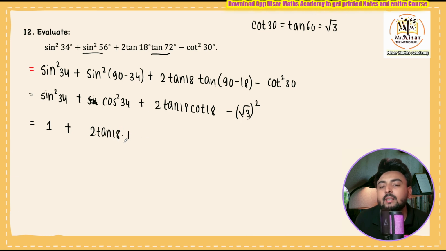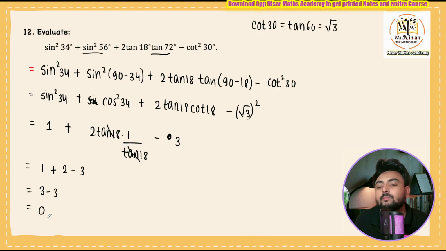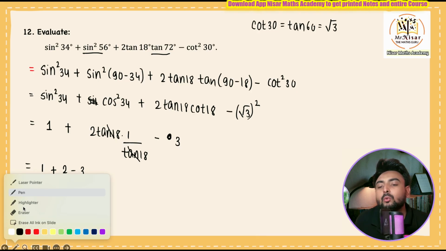That cot 18 I can write as 1 by tan, cot is reciprocal of tan, so this tan will get cancelled, and root 3 square is, see, root and square will get cancelled. What will remain there? 3 will remain. So we have the final answer, 1 plus 2 ones are 2, minus 3. So 3 minus 3, answer is 0. I hope it is quite clear to you.